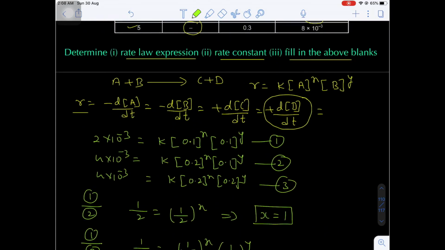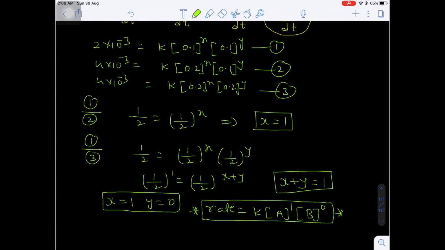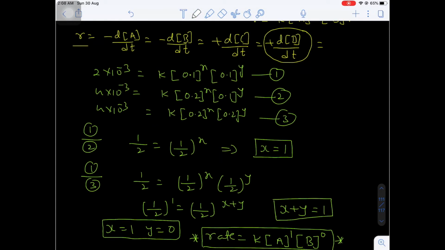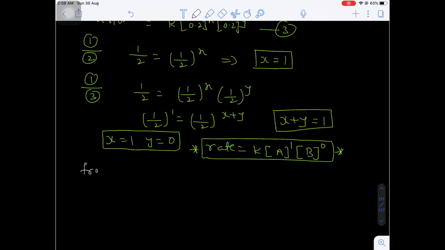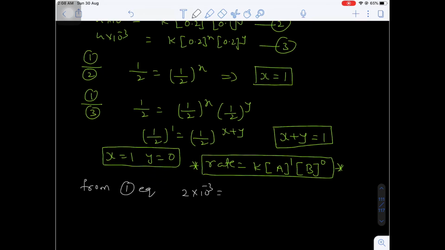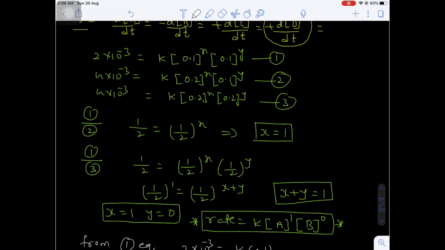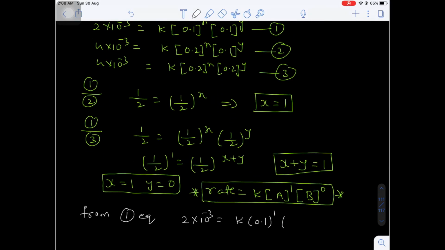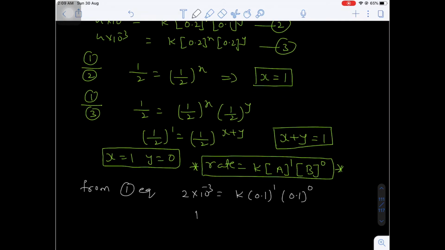Now here, what will be the second question? Rate constant. Now if you put the x value, y value in any one of the 3 equations, you will get the k value. Let's suppose from equation 1, the first equation, 2 into 10 raised to minus 3 is equal to k times 0.1 molar to the power x, that will be 1, and 0.1 molar to the power 0. So from here k value directly I am writing 2 into 10 raised to minus 2, which is called rate constant.